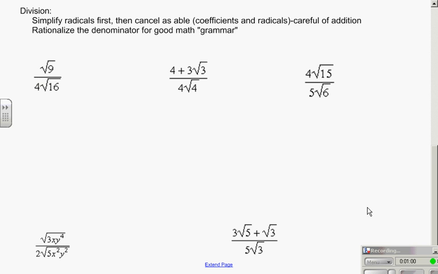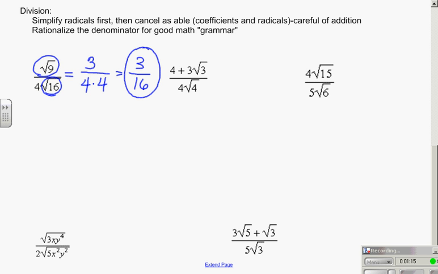So here we go. In our first example, the square root of 9 can be simplified to 3. The square root of 16 can be simplified to 4. And we have a very straightforward problem of 3 over 4. There are no common factors. We don't have to do any reducing.